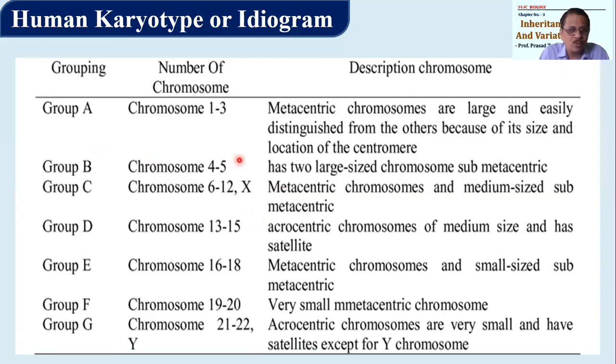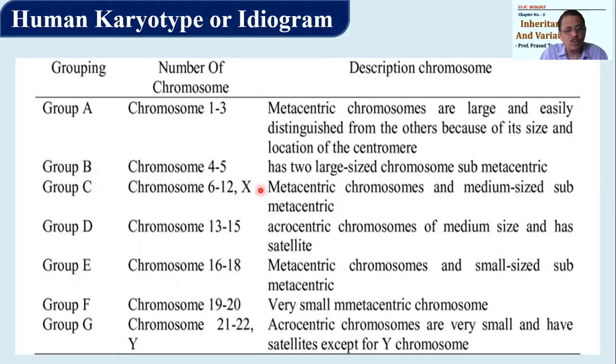We are having 7 groups of chromosomes. अपने बॉडी के अंदर 46 chromosomes हैं और 23 pairs of chromosomes हैं. These 23 pairs of chromosomes can be categorized into 7 groups: group A, group B, group C, group D, group E, F and G. Fine. So group A will have chromosome number 1 to 3 pair. Now remember, it is written chromosome 1 to 3, लिखा हुआ है, लेकिन इसको pair मानना है. So chromosome pair 1, pair 2, pair 3 come over here. How these chromosomes are, just try to follow this. These are metacentric chromosomes. They are large and easily distinguished from the others because of their size and location of the centromere. ठीक है, सो बड़े क्रोमोसोम्स हैं, मेटासेंट्रिक क्रोमोसोम्स हैं.